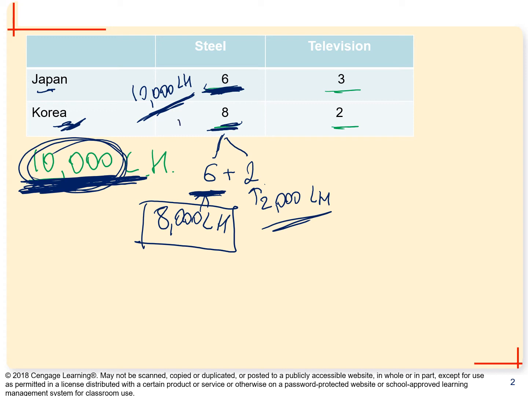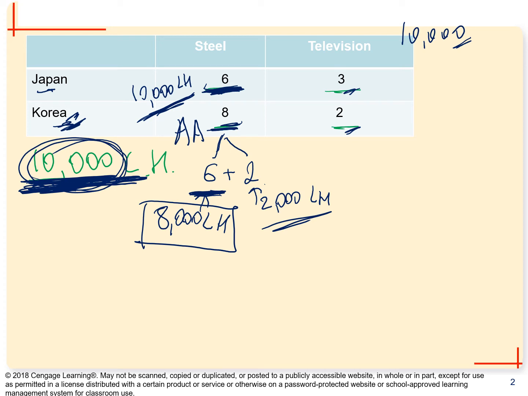So therefore, Korea is going to have absolute advantage in production units of steel. So let's talk about TVs over here. Japan working, remember, 10,000 labor hours and producing 3 TVs. Korea working 10,000 labor hours and producing 2 TVs. Who has an absolute advantage in production of units of TVs?